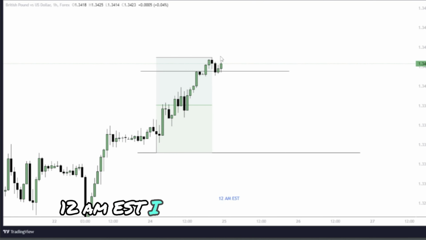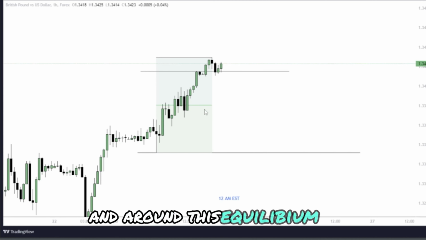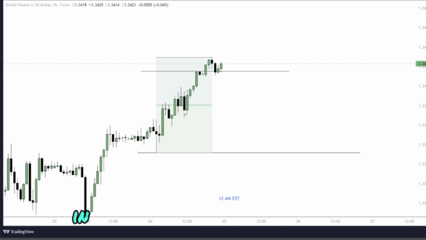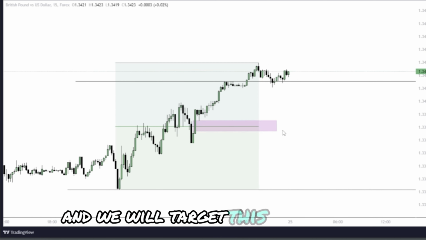After 12 AM Eastern, I will look for a short entry here. Simply I draw a dealing range and around this equilibrium point, I am looking for a fair value gap in the 1 hour chart. But in the 1 hour chart, we don't have any fair value gap. So we can use the 15-minute chart to find a fair value gap. In the 15-minute chart, we have a fair value gap here. We look for a short entry here and we will target this fair value gap.